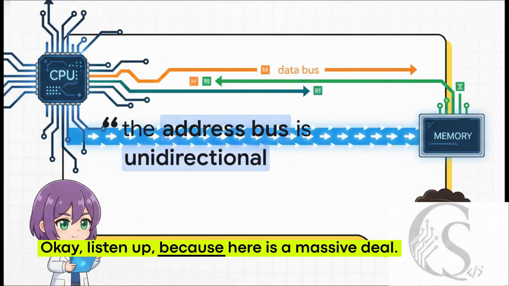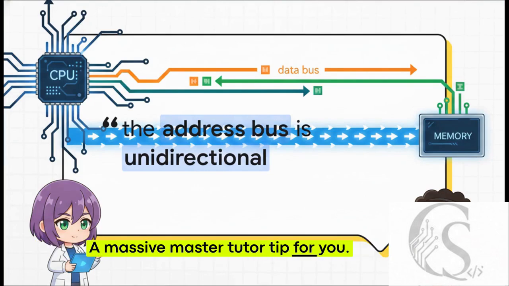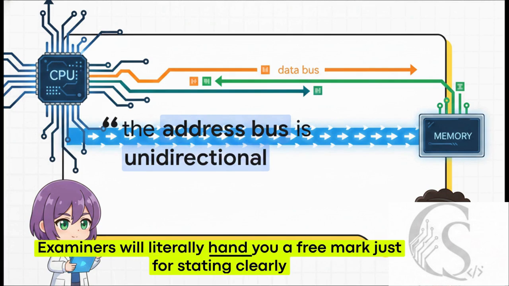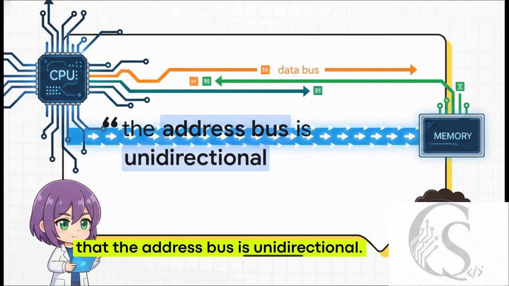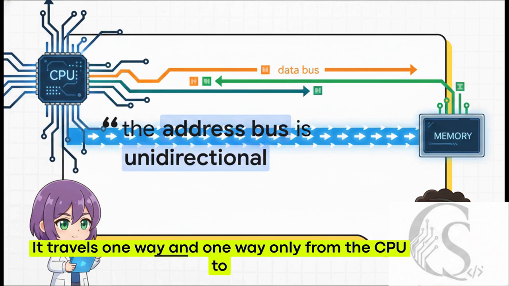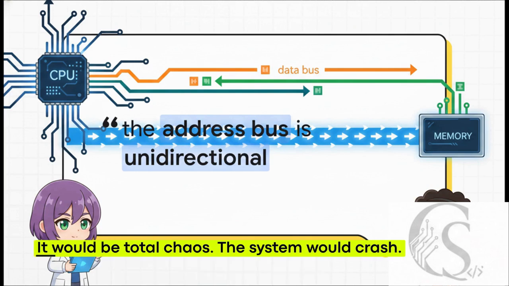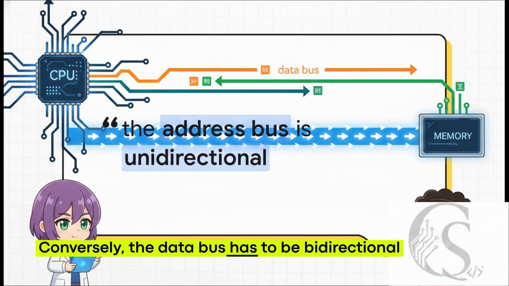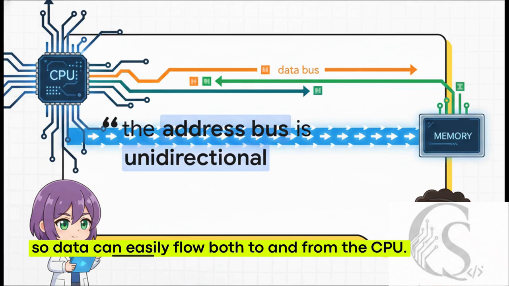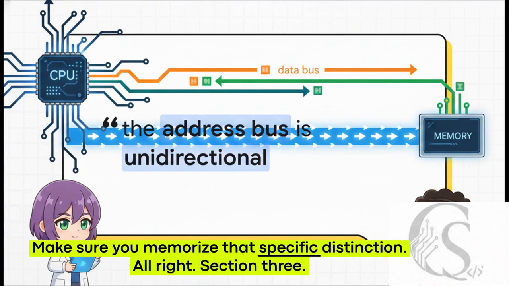Okay, listen up, because here is a massive Master Tutor tip for you. Examiners will literally hand you a free mark just for stating clearly that the address bus is unidirectional. It travels one way and one way only, from the CPU to the memory. Why? Well, imagine if memory addresses accidentally flowed back into the processor. It would be total chaos. The system would crash. Conversely, the data bus has to be bidirectional, so data can easily flow both to and from the CPU. Make sure you memorize that specific distinction.